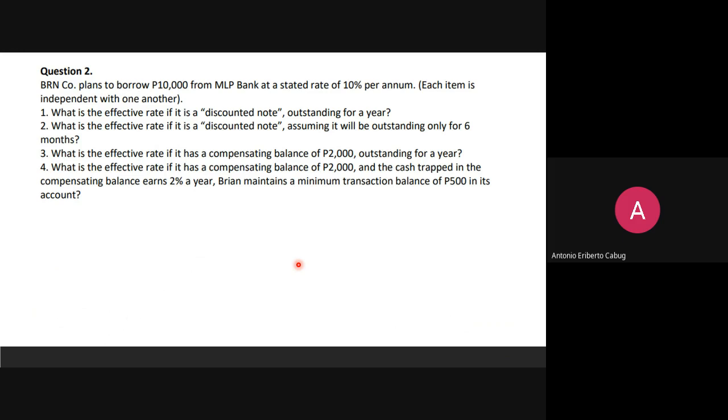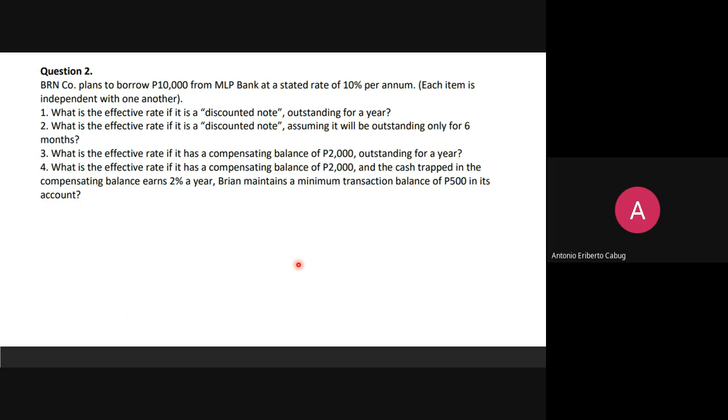Question number 2. BRN Company plans to borrow 10,000 from MLP Bank. Stated rate of 10% per annum. Each item is independent with one another. Question 1. What is the effective rate if it is a discounted note? Outstanding only for a year.